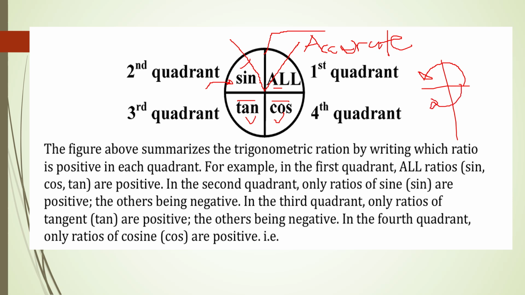So this is just a summary of what we are talking about, and it tells you that in the first quadrant all of them are going to be positive. In the second quadrant, only ratios of sine are going to be positive and others are going to be negative. In this third quadrant, it's only tan which is positive and others are going to be negative. And then in the fourth quadrant, it's only cos that is going to be positive and others are going to be negative.